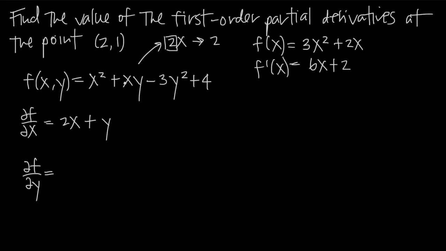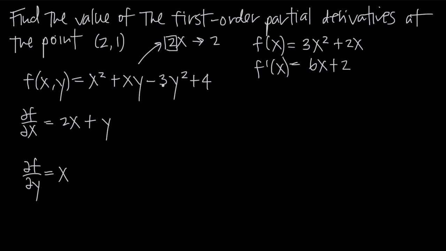What about here, this positive xy, when we take the derivative with respect to y? Well, here again, x is a constant. It acts as a constant coefficient in front of this y variable here. So the derivative with respect to y is just going to be x.